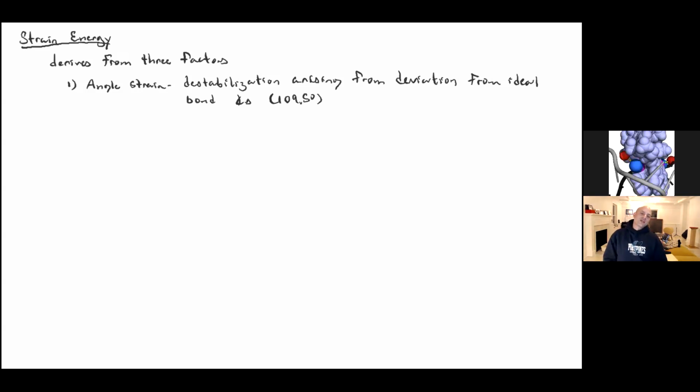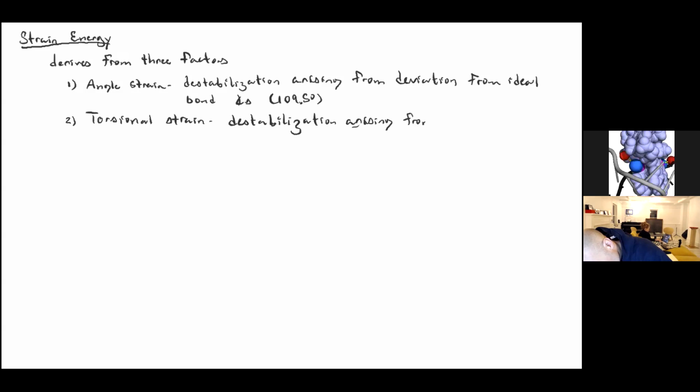The second contributor is what we call torsional strain. And we've already seen torsional strain when we talked about conformers of acyclic alkanes. So when you have 2 CH bonds eclipsing one another, that non-bonded destabilization is torsional strain. Okay, so destabilization arising from eclipsing interactions.